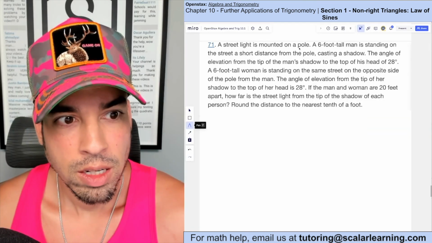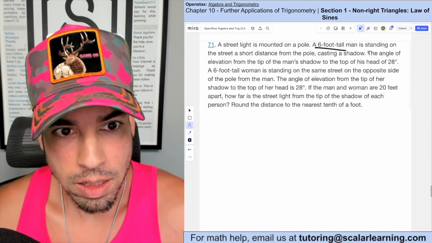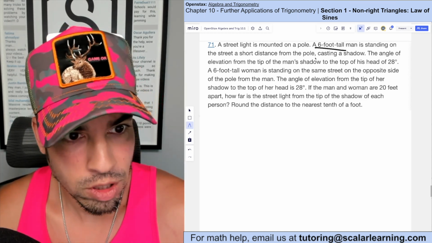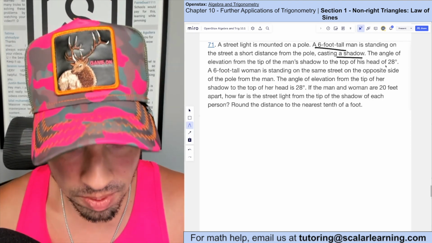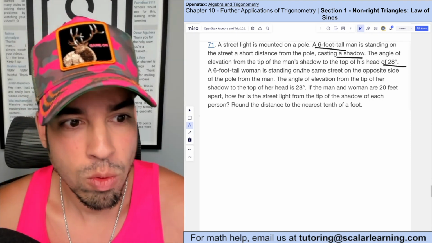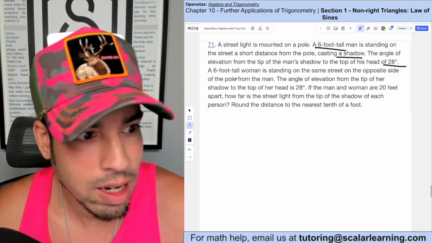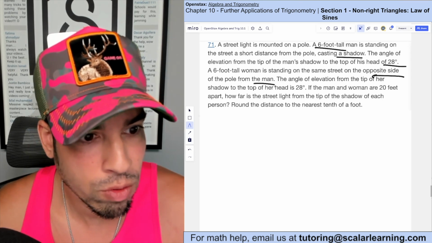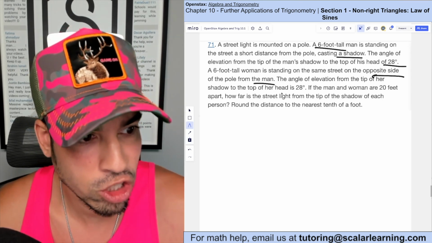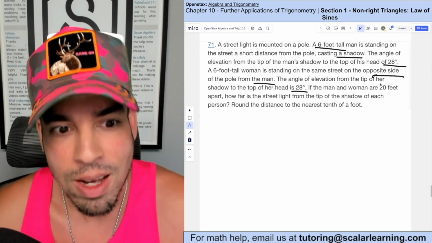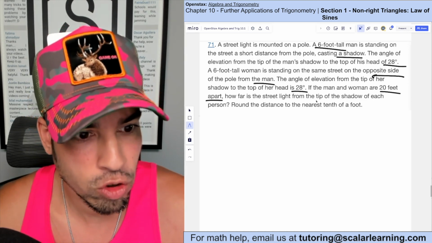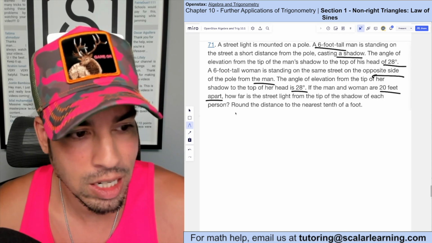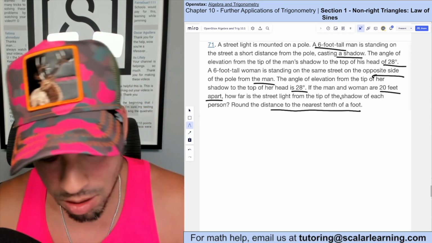Done. A street light is mounted on a pole. A 6-foot man is standing on the street a short distance from the pole, casting a shadow. The angle of elevation from the tip of the man's shadow to the top of his head is 28 degrees. A 6-foot tall woman is standing on the same street on the opposite side of the pole from the man. The angle of elevation from the tip of her shadow to the top of her head is 28 degrees. If the man and the woman are 20 feet apart, how far is the street light from the tip of the shadow of each person? Round the distance to the nearest tenth of a foot.